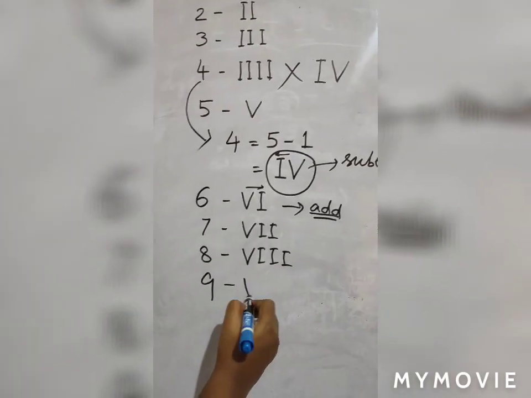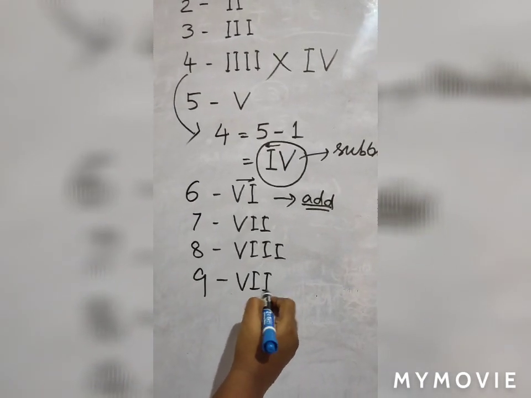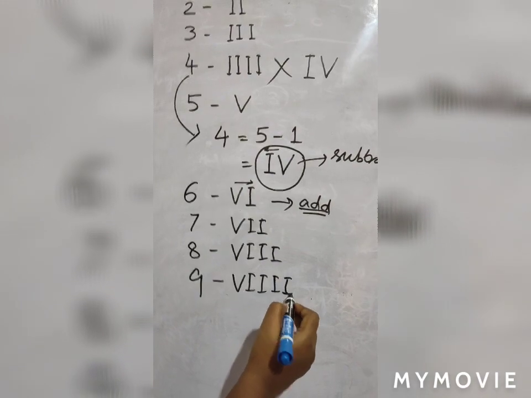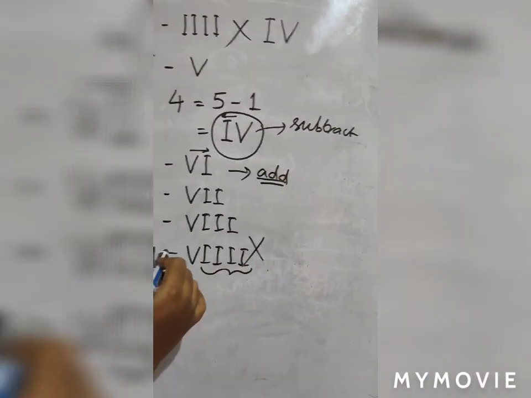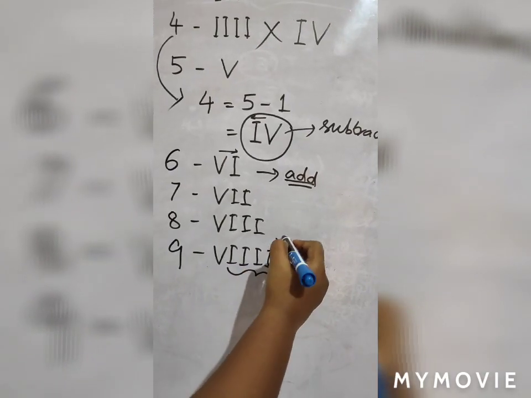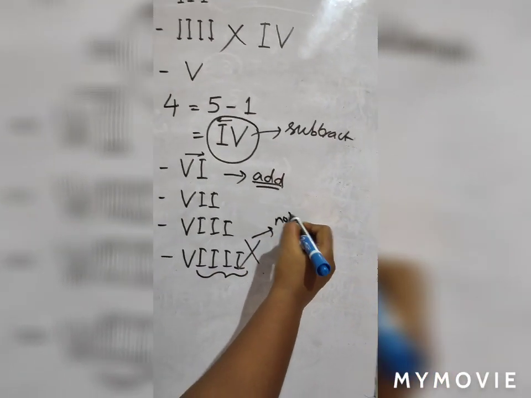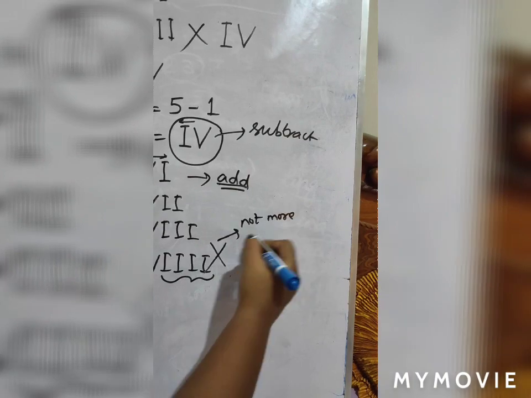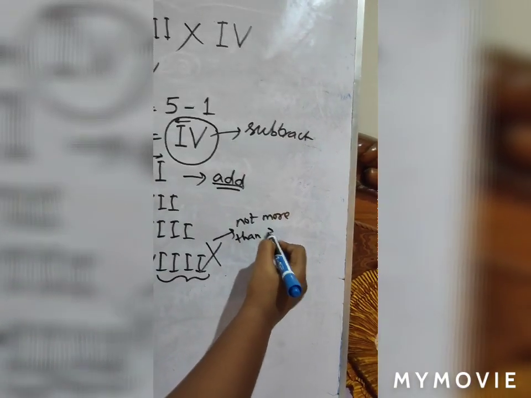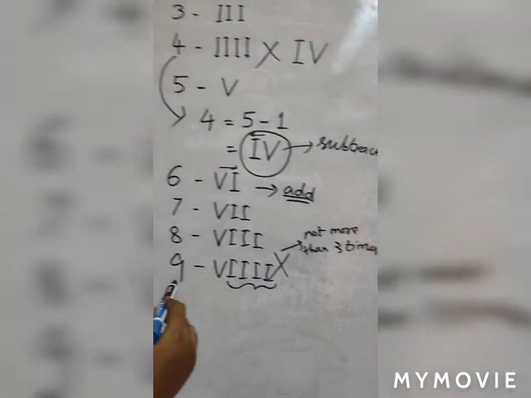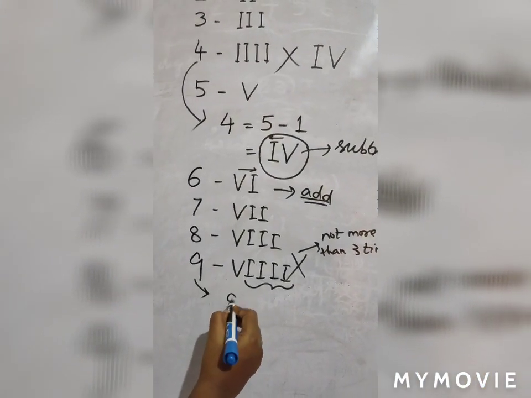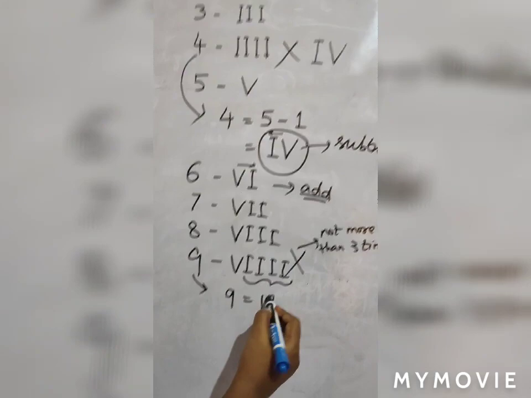9, can I write V and 4 I's? Is it possible? No. As I said earlier, a particular symbol in Roman numerals cannot be repeated more than 3 times. So here I can't write 4 I's. So how do I write the number 9 then? Again I'll use the rule of subtraction. So 9 can be written as 10 minus 1.